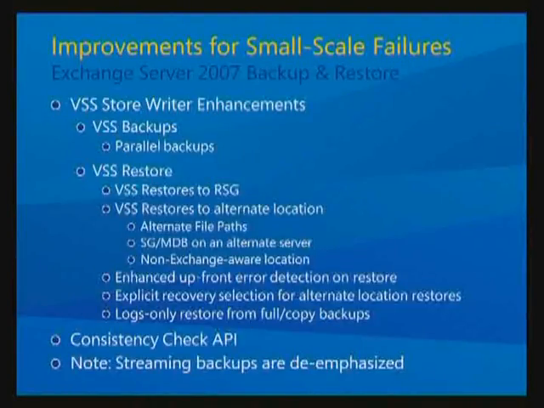So what are some of the improvements that we've made in 2007 around the small scale failures and that protection? Well, we have some VSS improvements, the VSS being for the backup and restore. You can now do VSS backups in parallel. So before, you had to do one storage group at a time, and now you can do multiple storage groups at the same time.